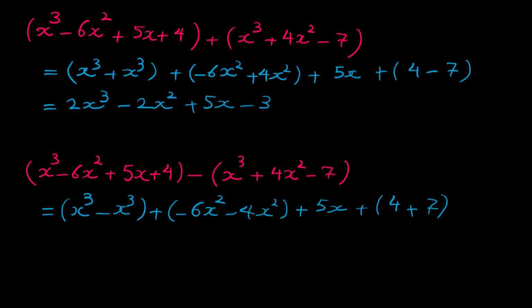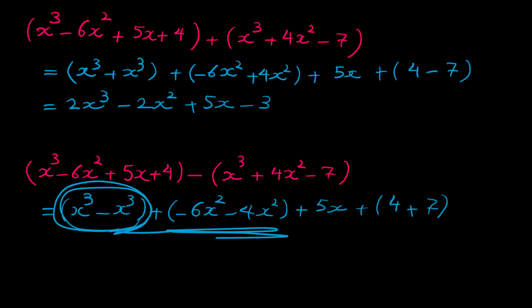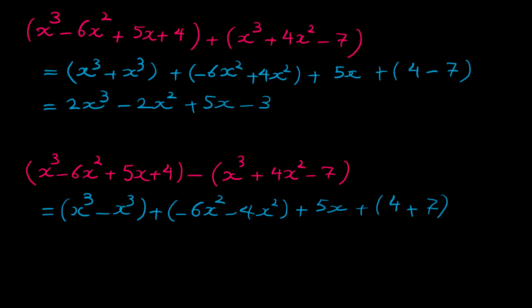Now let's simplify each group. x to the 3 minus x to the 3 is 0. So from this group we have nothing. It's 0. What about this? Negative 6x to the 2 minus 4x to the 2 is negative 10x to the 2. Then we have 5x. 4 plus 7 is 11. And this is the final answer for this question.